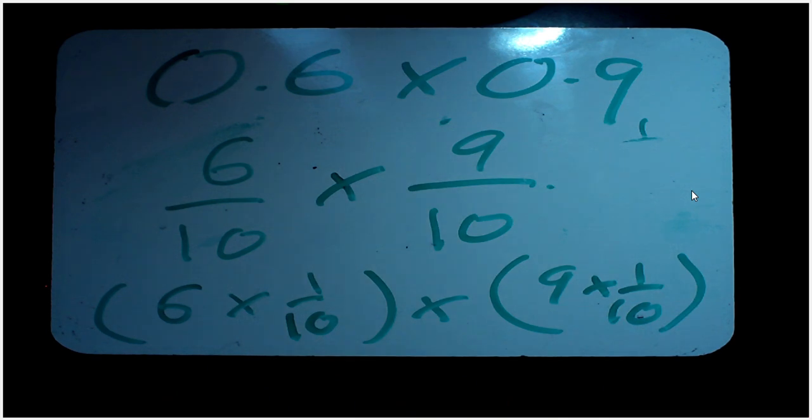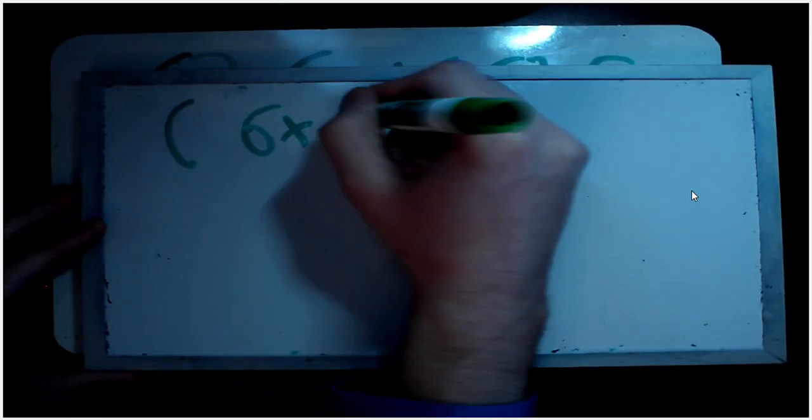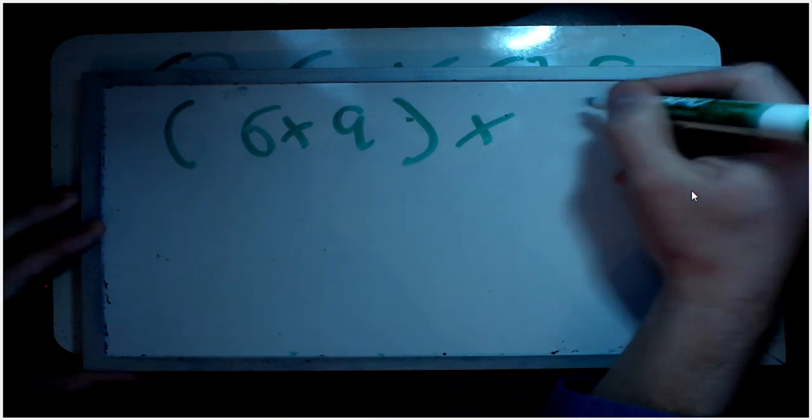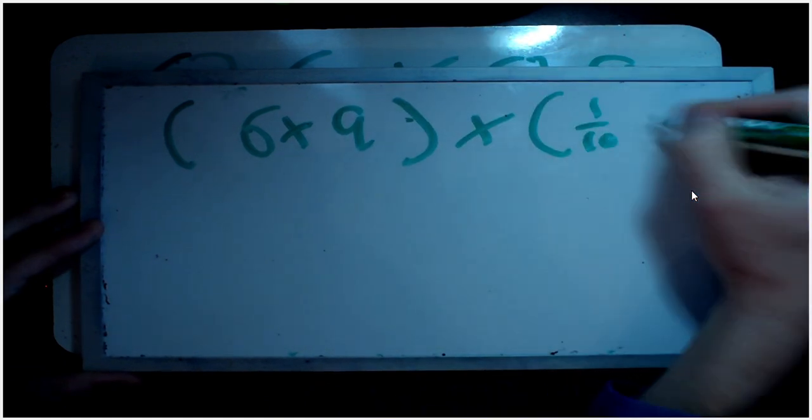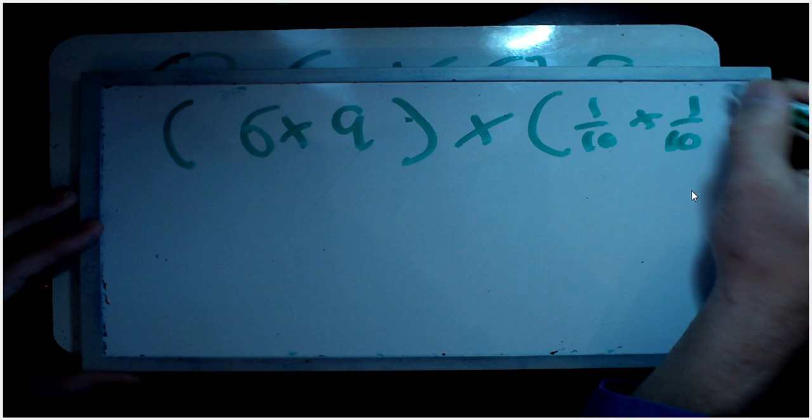So how do I use the associative property? What I'm going to do is pair up my non-fraction factors. Which two would those be? That would be the 6 and the 9, and I'm going to multiply my fractions together. So I'm going to rewrite this expression as 6 times 9 times 1/10 times 1/10. Okay?